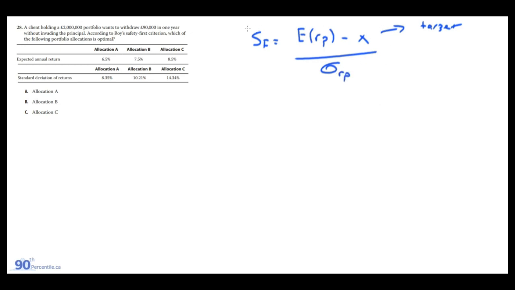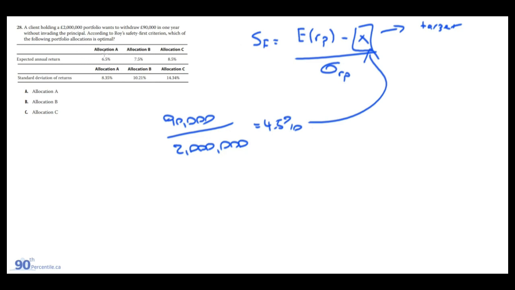And what this ratio tells you is the probability of having a return at least as big as this. So if we're looking at the question, we have 2 million and we want to withdraw 90,000. So we need a return such that when we withdraw it, we are not less than 2 million. So the return that we need is 90,000 over 2 million, which is 4.5%. So we can sub that in as our target return here, and then calculate this safety first criterion, or the probability of exceeding this 4.5, using the inputs for all the different portfolios.